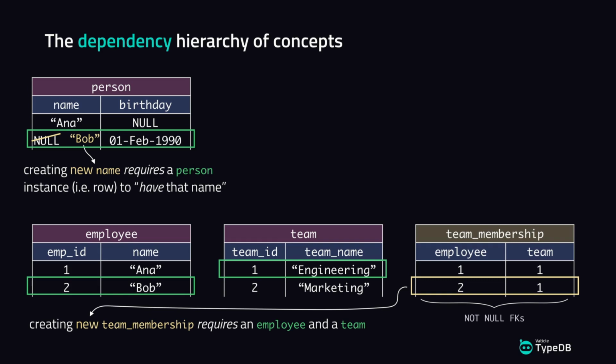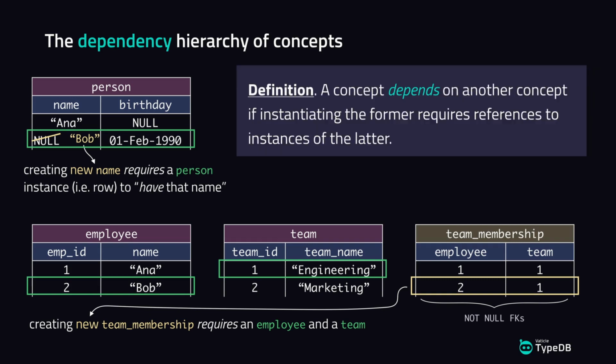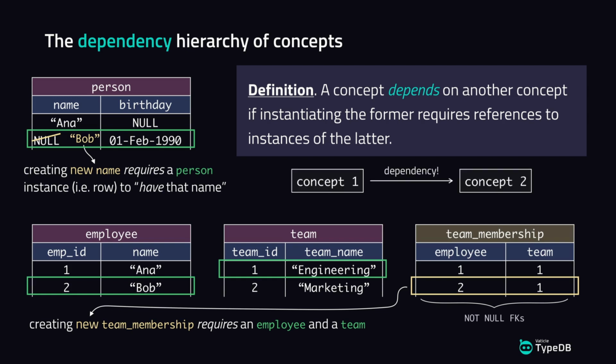We see that creating instances of one concept might be dependent on the existence of instances in other concepts. And the general definition here is that a concept depends on another concept if instantiating the former requires references to instances of the latter. So again, this is something that we're going to see throughout many different examples and many different data models in the talk. Given that this is going to reappear throughout the talk, we will use diagrammatic notation for concept dependency, and we'll use solid arrows to indicate that one concept depends on another concept.